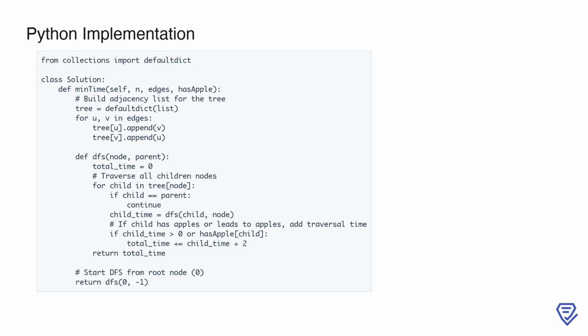6. The DFS function returns the total time required for collecting apples from the current node's subtree. 7. The main function starts the DFS traversal from the root node, 0, with no parent, -1, and returns the total time calculated by DFS. This solution is efficient, as each node is visited only once, resulting in a time complexity of O(n). The space complexity is also O(n), due to the adjacency list and recursion stack.